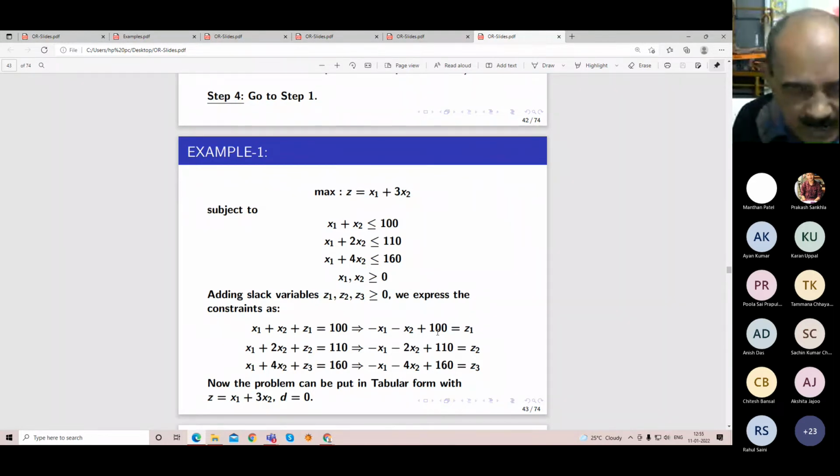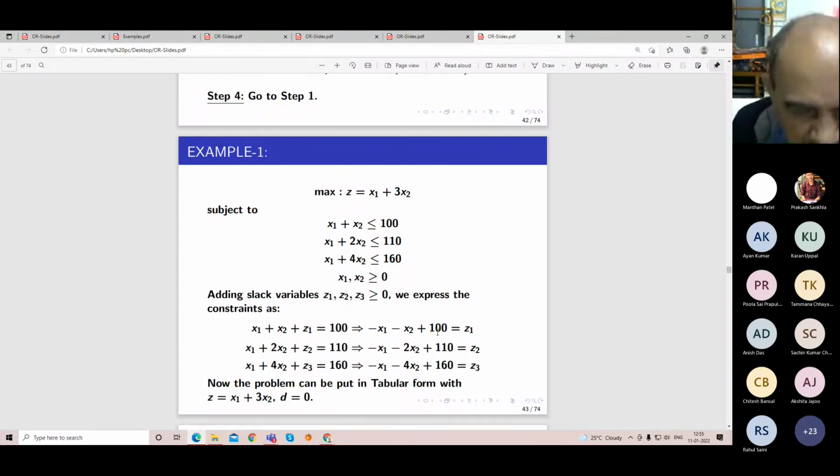I am repeating again. This is a problem. We have only slack variables. x1, x2 are the decision variables. The slack variables are there: z1, z2, z3 are the slack variables. No artificial variables, no surplus variable. So this table is directly applicable.